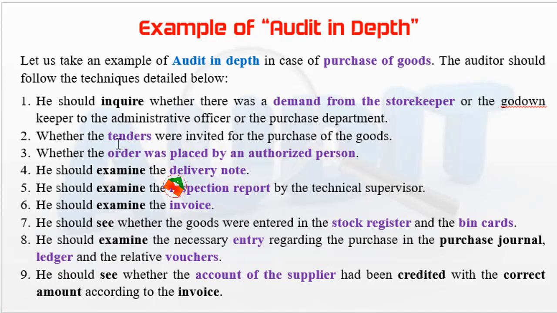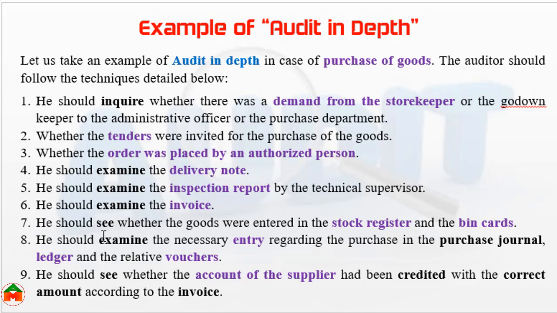After that, you should check whether there was a tender to purchase the goods. After that, you can check whether the order was placed by an authorized person. And after the order, you should check whether there is a delivery note, as well as whether those deliveries are inspected by a technical supervisor. I mean, you need to examine the inspection report. Then you can examine the invoices.